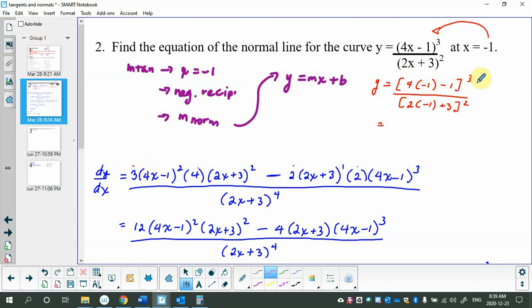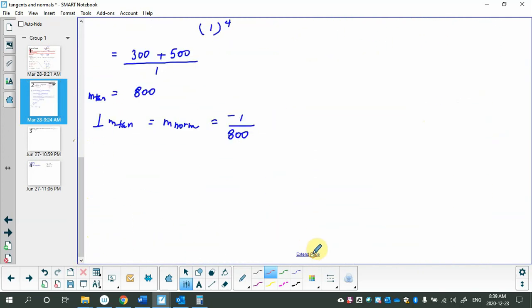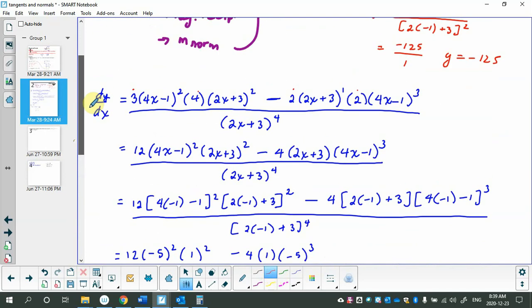So that's negative 5 cubed is negative 125. That's 1 squared, which is 1. So y is equal to negative 125. So down, down, down, down, down. I have an x of negative 1 and a y of negative 125.